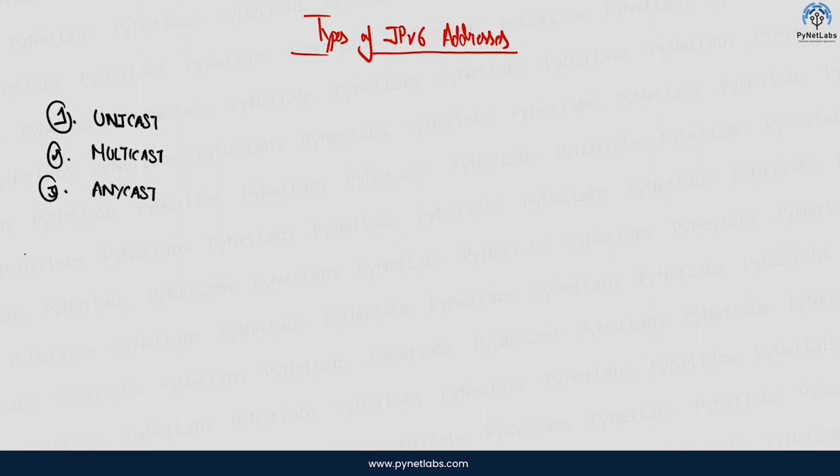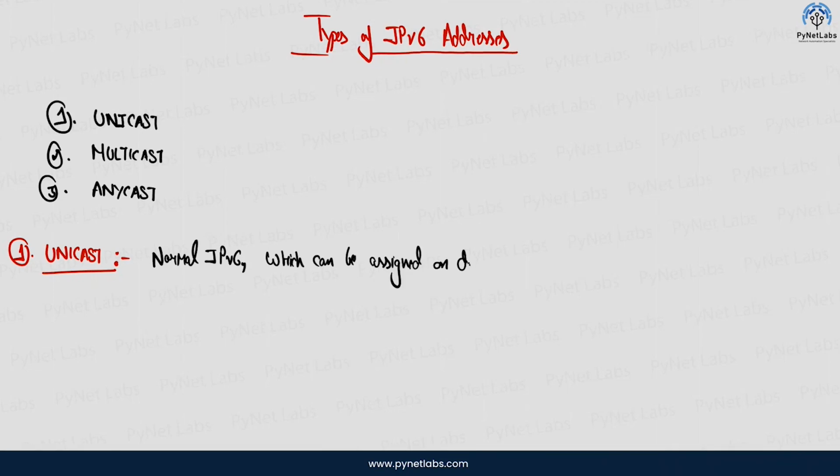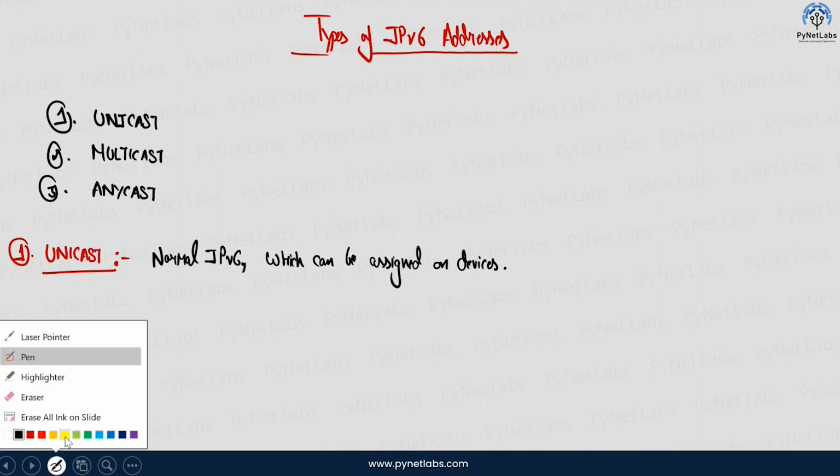Let's start with unicast first. The first category of IPv6 is unicast IP. So when I say unicast, this unicast IP is something we can say is the normal IPv6 address, which can be assigned on any of the devices. So this is one thing. Now inside this category of unicast, we got three different categories. This unicast is divided, so I will mention three categories of unicast. The very first category of unicast address, I'll mention it with a green pen.